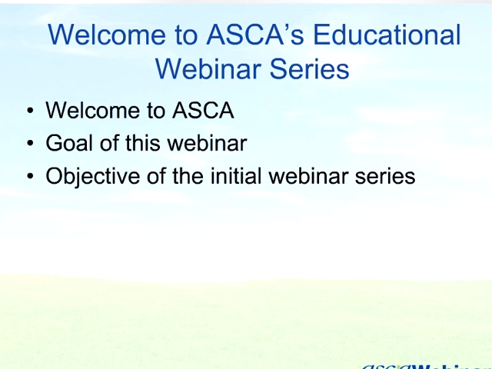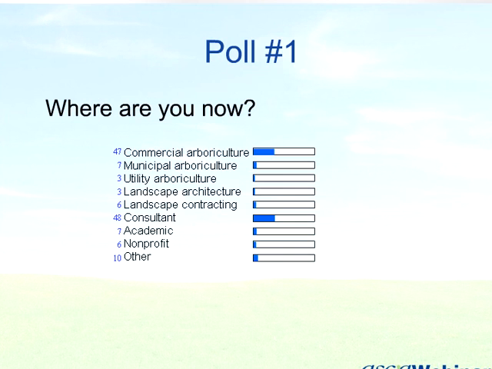So, to get started, our first poll is, where are you now? We'd like to know a little bit about how you're currently earning a living. So I'd like you to go ahead and, on the left side of the screen, click the option that best describes where you derive the bulk of your income, and we'll have an opportunity to see where the audience fits in. So let's take a minute and go ahead and do that.